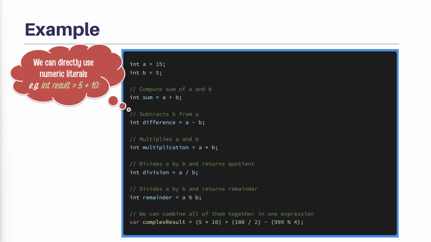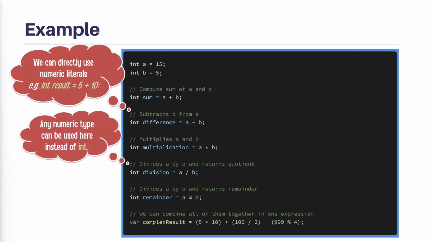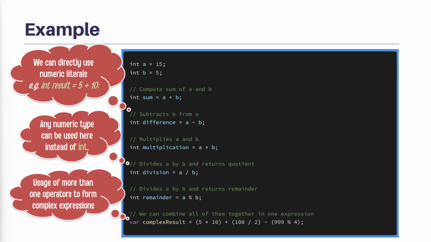Also, in this code snippet, we have used only the integer data type. We can rather use any numeric type with arithmetic operators. So instead of integers, we can use long or decimal or double as the data types. The last line from this code snippet explains how multiple operators can be combined to form a complex expression.